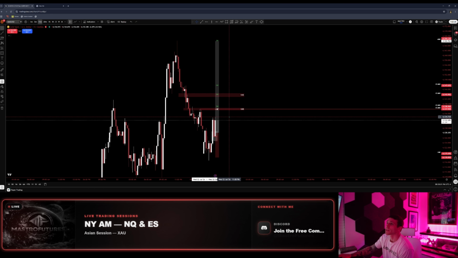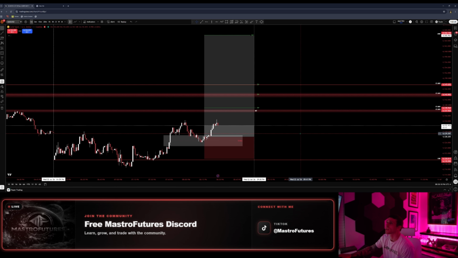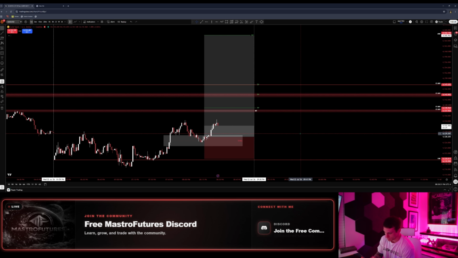I'm probably going to reduce my risk on this right now to like below these candle bodies, to around 4,120. So we'll see. I'm going to reduce my risk right now, actually, just in case.